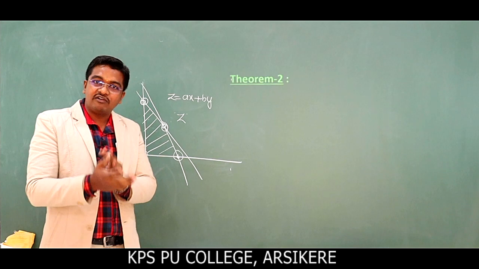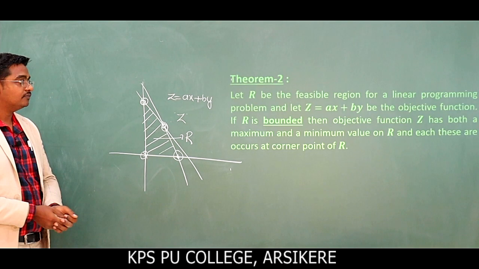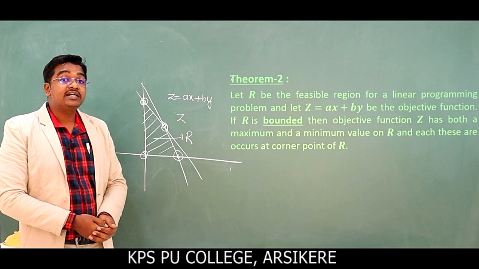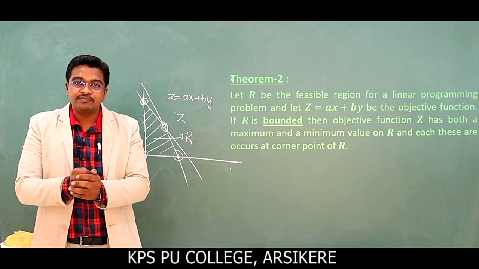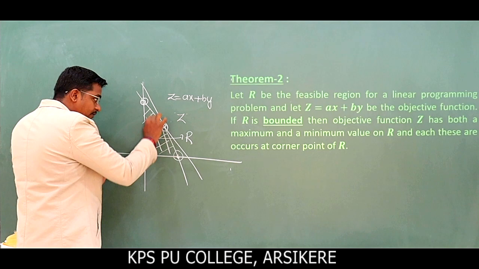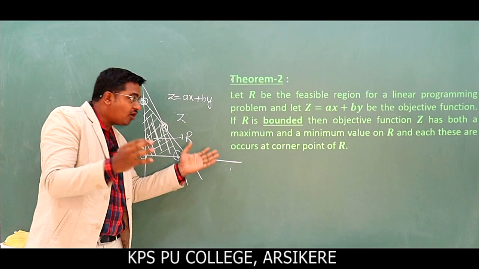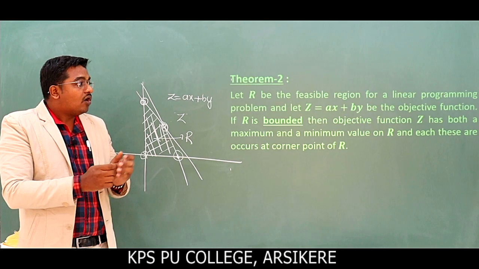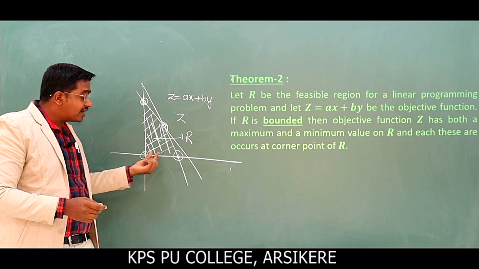Clear? Corner point of the feasible region. Now the statement please. Let R be the feasible region for a linear programming problem and z is equal to ax plus by be the objective function. Clear? If R is bounded, R is bounded means this feasible region is bounded because it has a definite boundary, then the objective function z has both a maximum and a minimum value. Clear? Z has both maximum and minimum value on R. On R means here the feasible region. And each of these occurs at a corner point of R, a corner point of the feasible region.